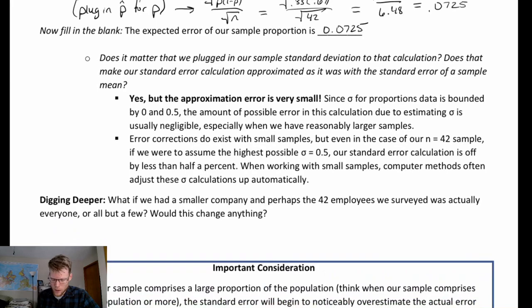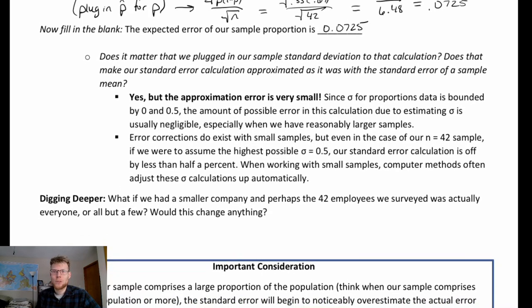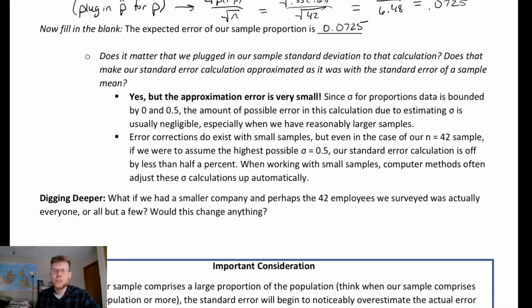One other thought here: what if we had a smaller company and perhaps the 42 employees we surveyed was actually everyone or all but a few? Would that change anything here? I mention this because we're talking about calculating a standard error in our sample statistic, trying to estimate a parameter. These calculations assume infinite populations, the way they're set up. However, in real life we're often working with populations that aren't infinite. There is a countable number of observations in the data. Sometimes they're basically infinite, but many times they're not. So it's always good to keep in the back of your mind. This is true for proportions, and it's true for sample means as well.